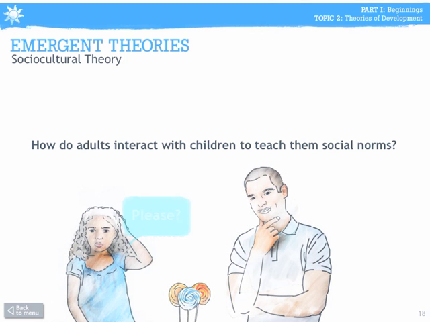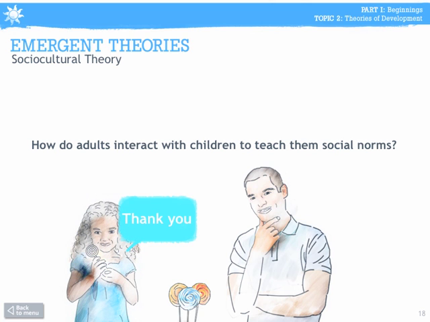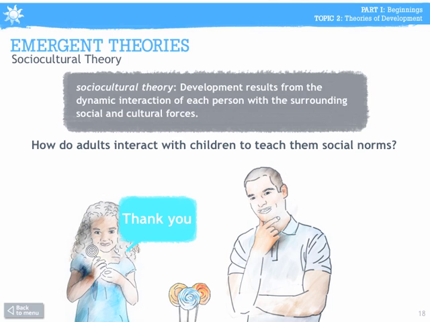So how adults interact with children teaches them social norms. What do you say? And she's saying please, and he's saying okay. So he just taught her a social norm of how to ask for something. And then she says thank you. So what Vygotsky is saying is that there's a dynamic interaction going on, and that children are learning almost unconsciously from their interactions with adults and other people in their environment around them.